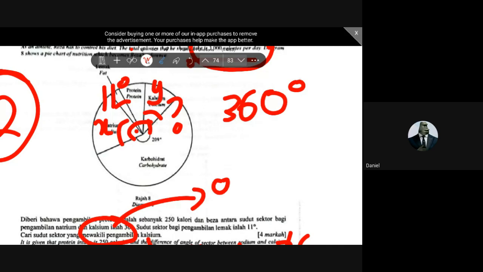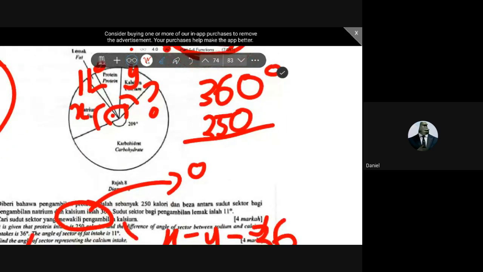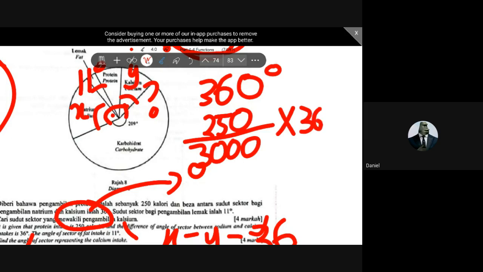Okay. So from calories to degrees, okay? So protein, they said calorie is 250. Total calories, soalan dah bagi tahu, 3,000, okay? So you're going to take 250, divide by 3,000, times the total bagi sudut bulatan, 360. You will get 30 degrees. This is what represents protein, 30 degrees. So can you understand now? You'll get 30 degrees for protein.